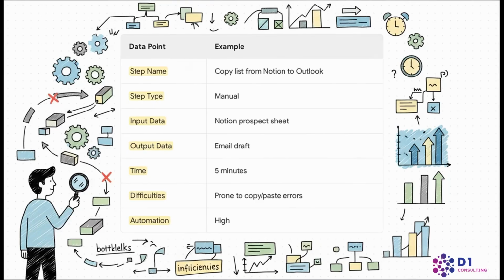And look at this table. It just shows you the incredible level of detail we're talking about. For every step, we're logging if it's manual, what data goes in, what comes out, exactly how long it takes, and what makes it difficult. Prone to copy-paste errors. And then the jackpot question. What's the automation opportunity? This, right here, is how you find the gold.